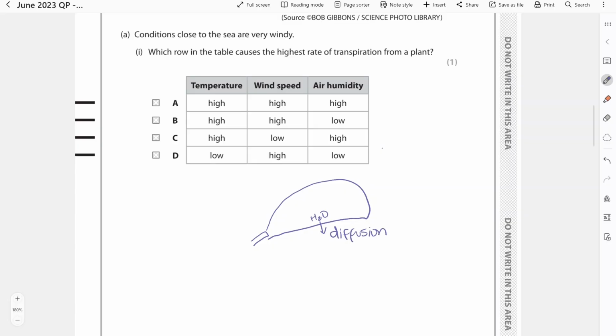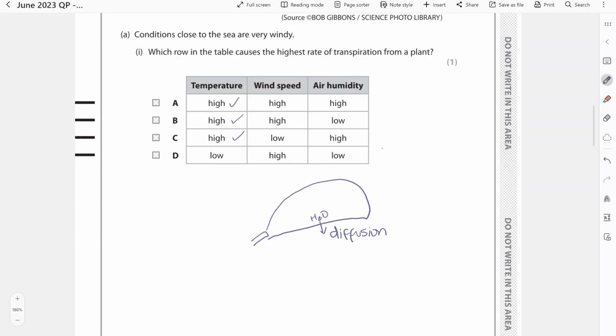All right, so in terms of temperature, we know that the greater the temperature, the higher the kinetic energy, which means the particles are moving more quickly, which means the rate of diffusion is greater. So that means it's going to be high.